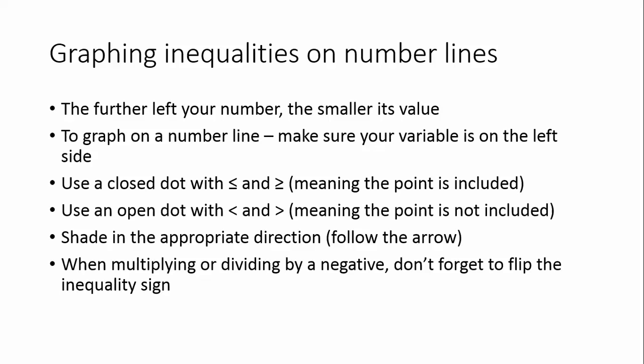We use a closed dot on the number line with less than or equal to and greater than or equal to. That means that the point's included. We use an open dot with less than and greater than. This means that the point is not included. And then we want to shade in the appropriate direction, and we'll follow the arrow. If you think of the inequality symbol as an arrow, it kind of points in the direction that you shade, so long as your variable is on the left-hand side. So you'll hear me say that a lot in this video. And then also when multiplying or dividing by a negative, don't forget we need to flip the inequality sign.